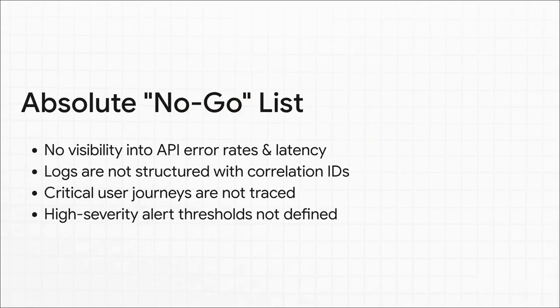These are the absolute non-negotiable launch blockers. You simply cannot go live if you're blind to user-facing errors and latency. You can't go live if your logs are a dead end. You can't go live if you can't trace your most critical workflows. And you absolutely cannot go live if you don't even know what constitutes an emergency. This right here is the bare minimum.